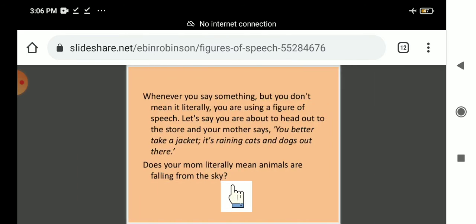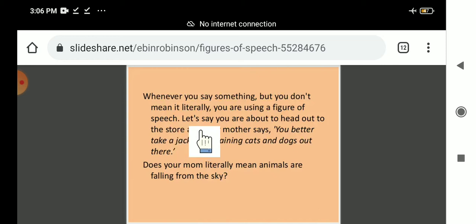Okay, let's begin with another slide. See, here we have given something. Whenever you say something but you don't mean it literally, you are using a figure of speech. When you are saying something to someone but it is not known by someone, what are you using? You are using figurative language, and that figurative language can be included in figure of speech.